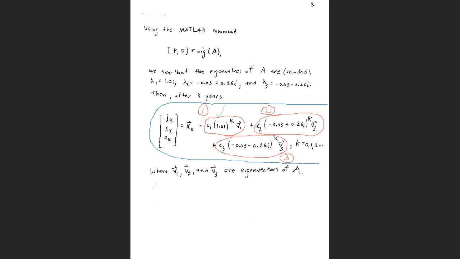When k is large, as we let k go to infinity, Haley says the term stays. Why is that, Haley? The first term does stay. It doesn't disappear. Excellent. The eigenvalue of 1.01 is greater than 1, so that term is not going to disappear. As k gets large, 1.01 to the kth power is going to get larger and larger and larger. Are there any questions so far?